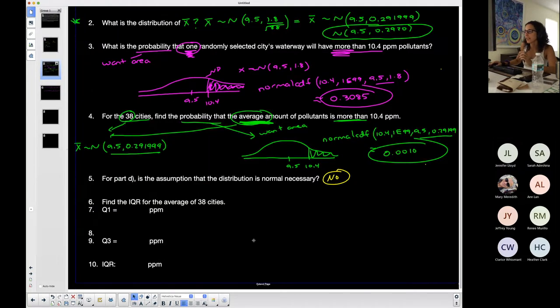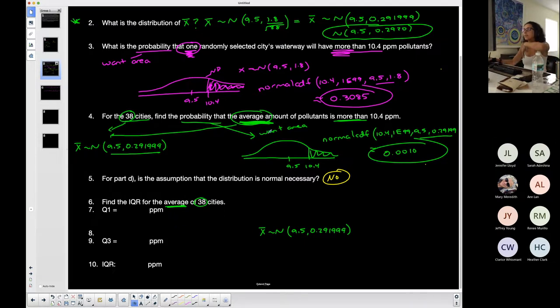So now I'm on the lime green, this little distribution. That's important because that's changing now for every question, so you have to think about that before you do anything else. I'm finding the IQR for the average of the 38 cities, not for one randomly selected. This is why I like to write this down first if I don't already have it. They always ask for it first, but if they don't, you can write it down. So this is where I'm at.